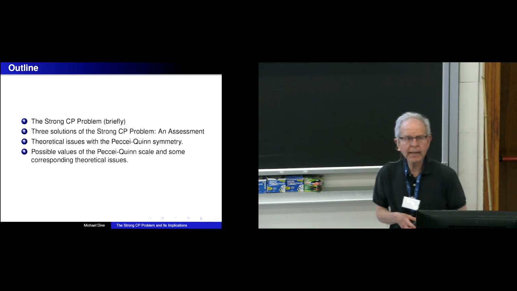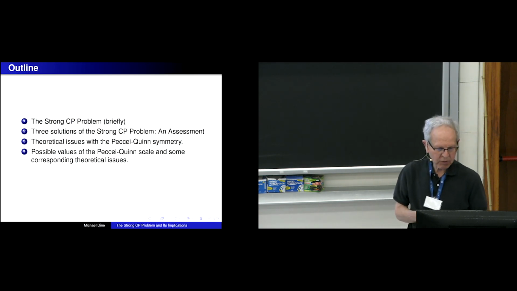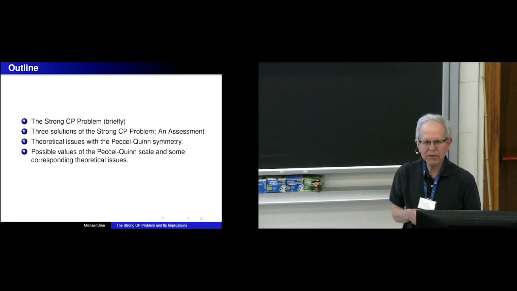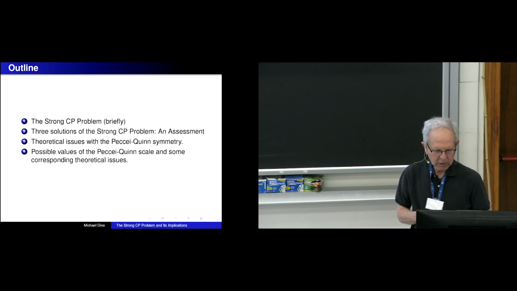So in outline, I'm going to talk briefly about the strong CP problem in general. I'll discuss three solutions of the strong CP problem. There are probably others, but I think there are three principal solutions, and I'm going to try to give some assessment. And I'm going to argue, not that strongly, that the axion, while it has warts, is the most plausible of these.